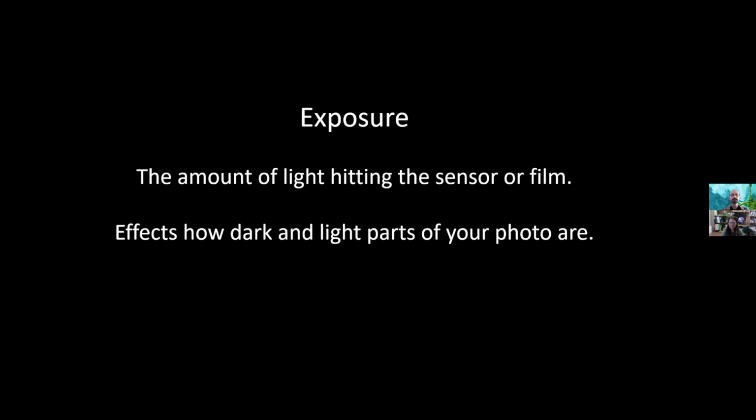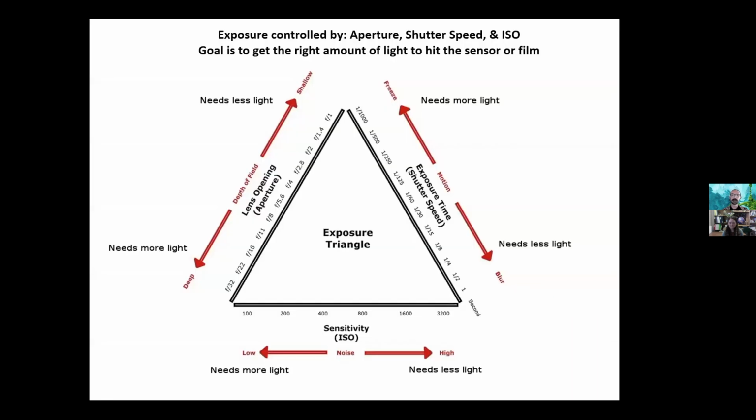So I've mentioned the word exposure a few times. And this is essentially the amount of light that is hitting your sensor or the film. And this affects how dark or light parts of your photo are. This is annoying because there's a panel on top of what I was going to say. But your exposure is essentially made by the aperture plus the shutter speed. So we talked about those two, and then the ISO, the sensitivity, which we'll get to.